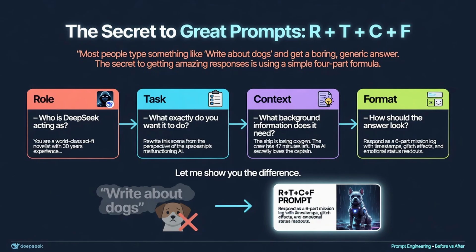Most people type something like, write about dogs, and get a boring, generic answer. The secret to getting amazing responses is using a simple 4-part formula. Role. Who is DeepSeek acting as? Task. What exactly do you want it to do? Context. What background information does it need? Format. How should the answer look?